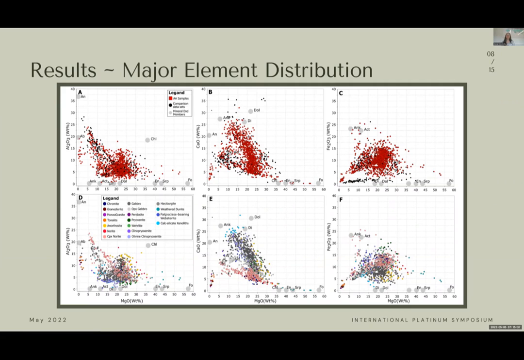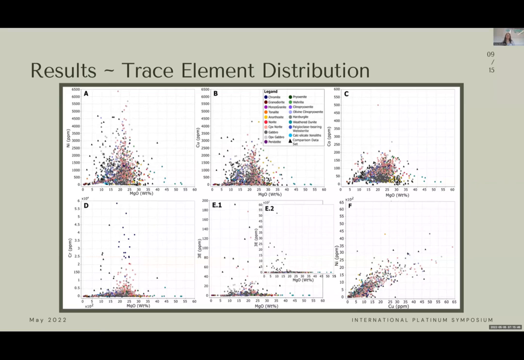The trail of samples within all three of these bottom graphs is the weathered dunite distribution, and they hang low to the magnesium oxide axis. Moving on to trace element distribution graphs, we can see that there's a bell curve distribution occurring in the top three graphs, with outlier samples containing more than 2,000 ppm nickel and 1,500 copper.